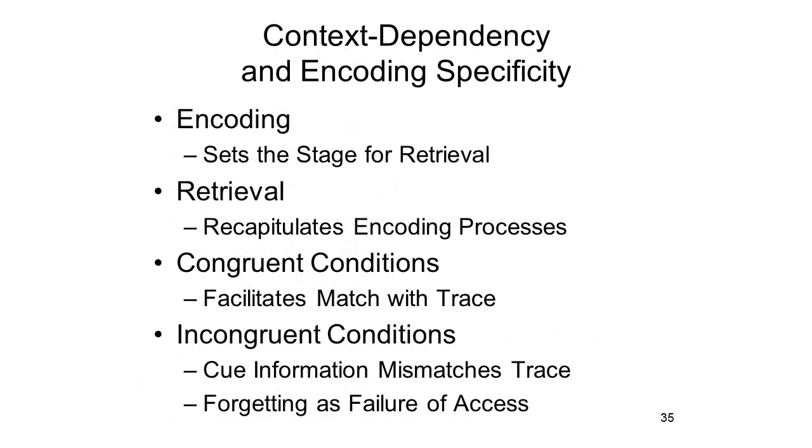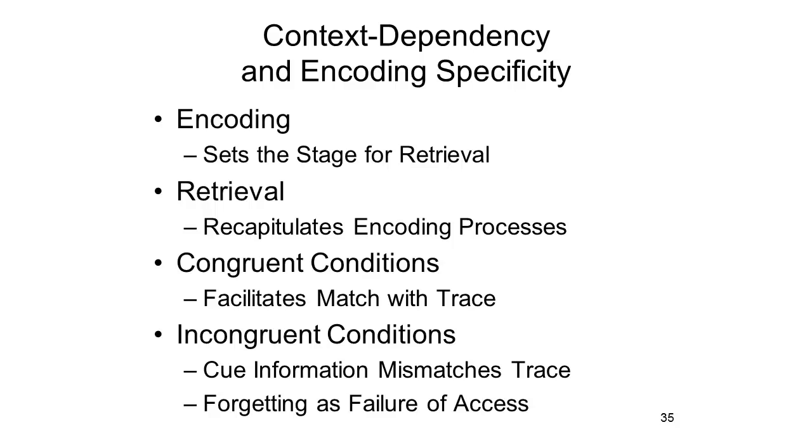For purposes of these lectures, I've been treating encoding, storage, and retrieval as separate stages in the processing of memory. But it's clear by now, I think, that they're really not that separate. They're interdependent in particular ways. Encoding sets the stage for retrieval. How an item is encoded in memory is going to determine the easiest way for it to be retrieved. Effective retrieval processes recapitulate encoding processes.